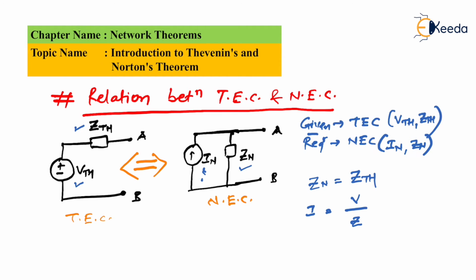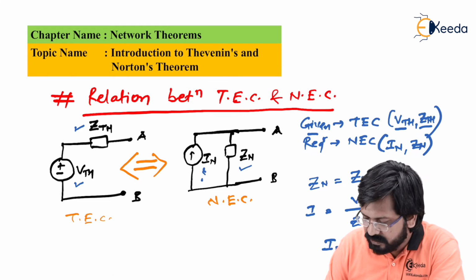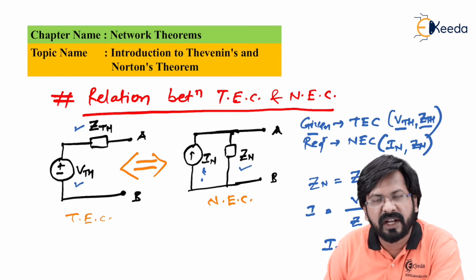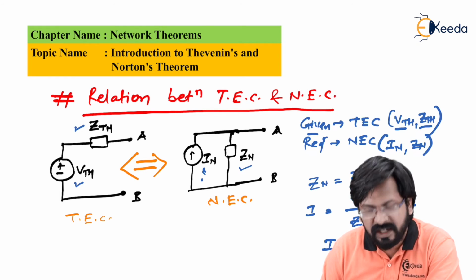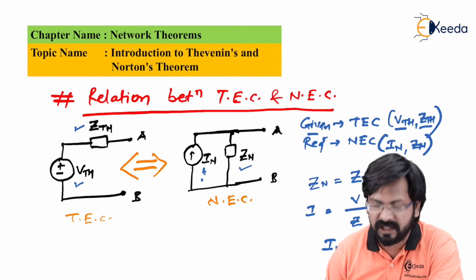Again check what is given to us, VTH and ZTH. Suppose I replace this V with VTH, and if I replace this Z with ZTH, the resultant current will be nothing but IN, that is Norton's current. It means ZTH is same as Zn and VTH upon ZTH will give me IN. This is how we can convert TEC to NEC. Similarly, we can also convert NEC to TEC.